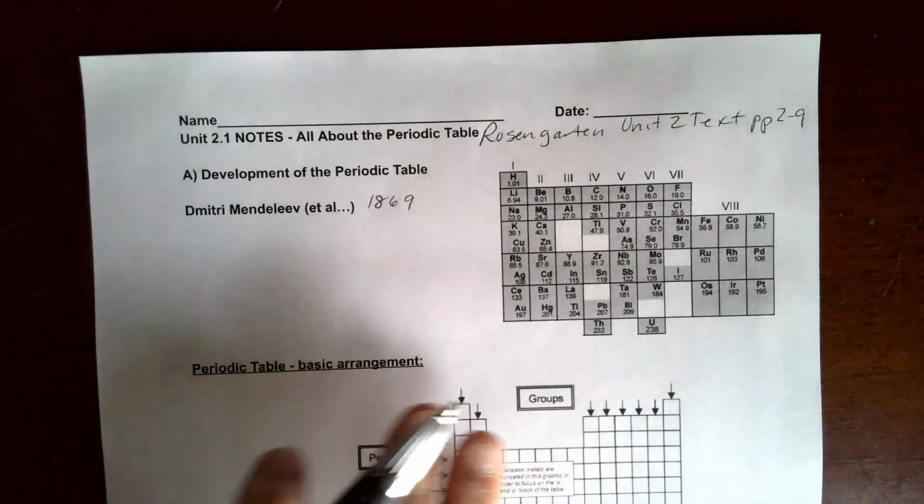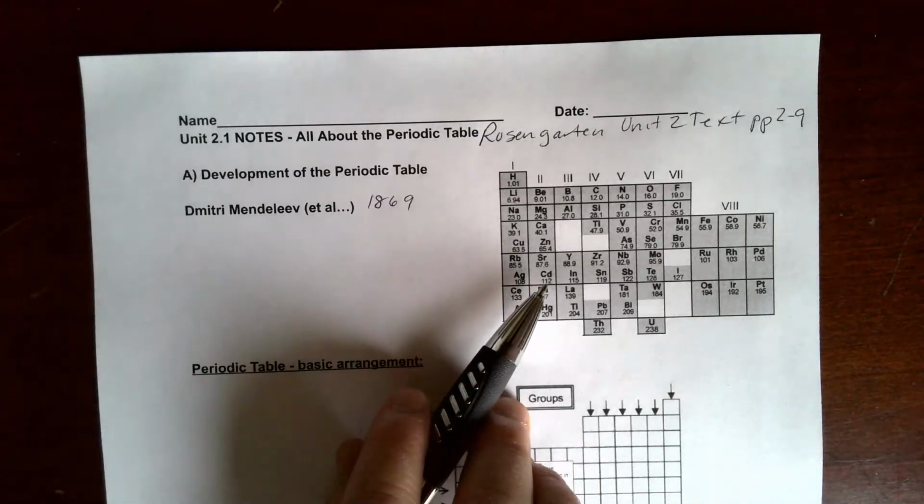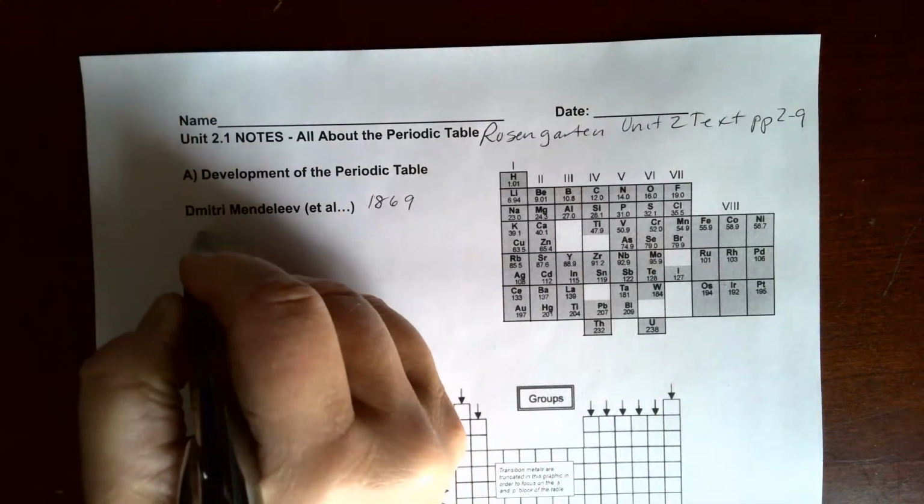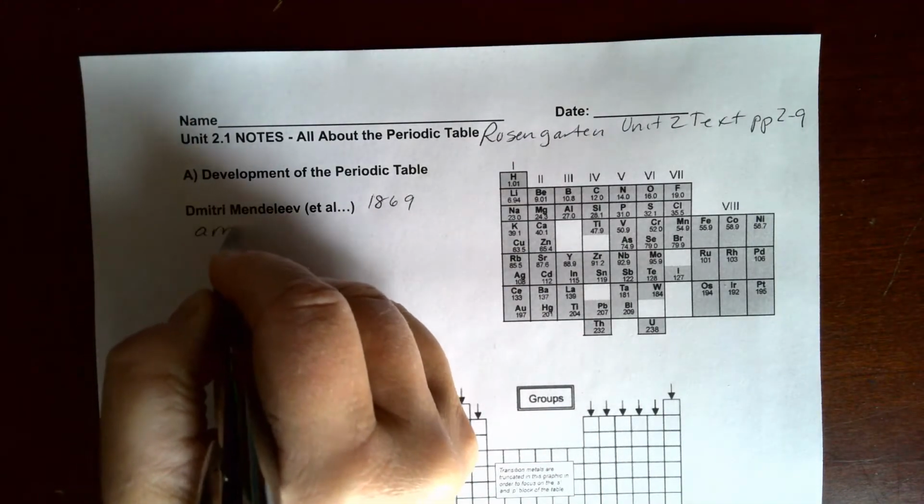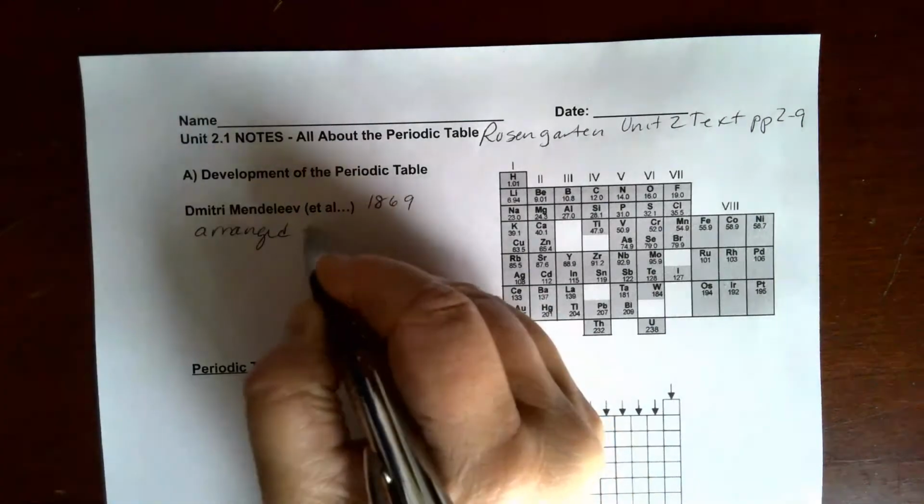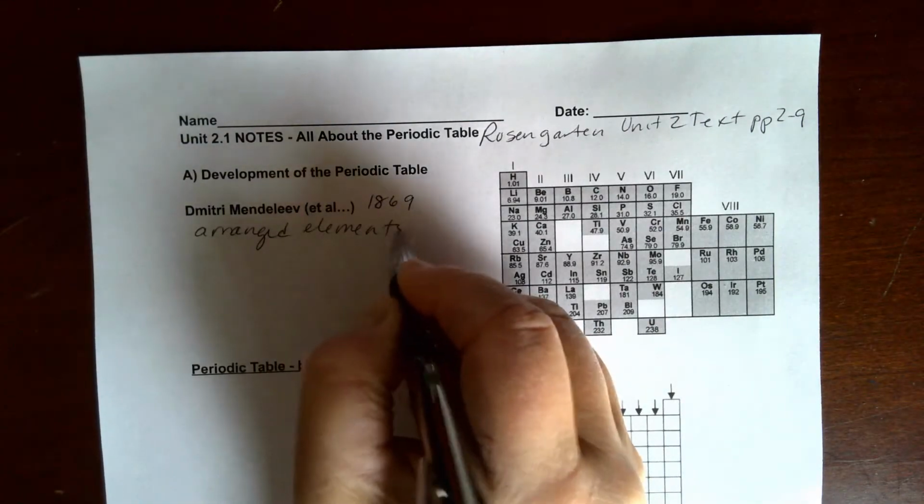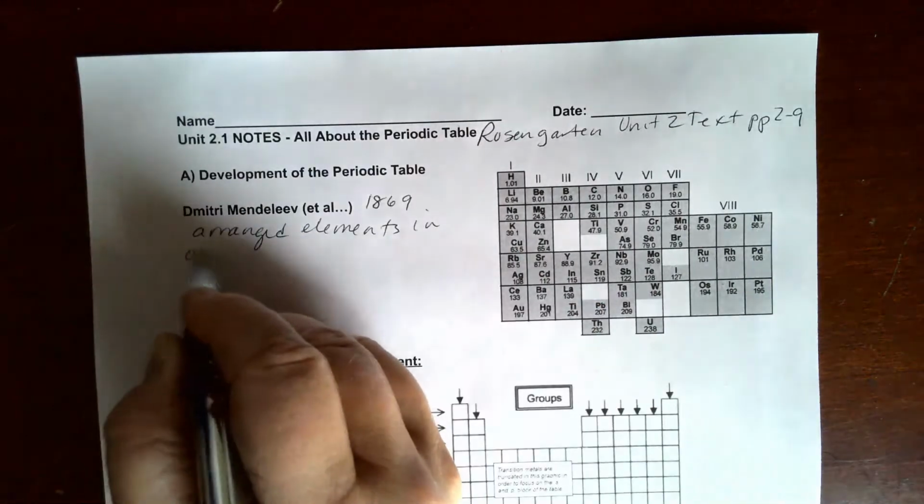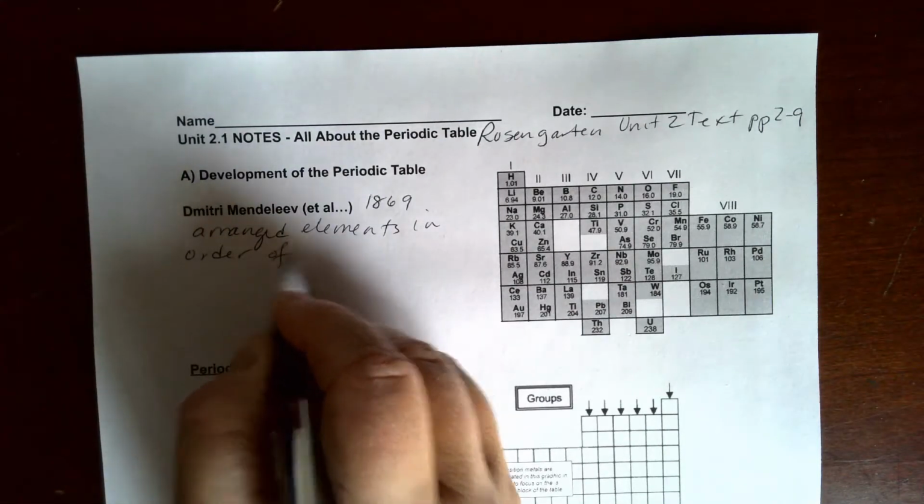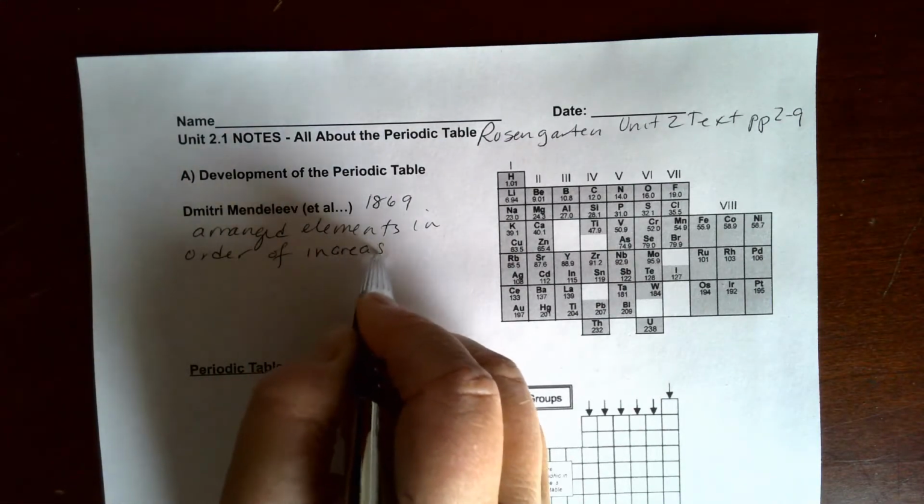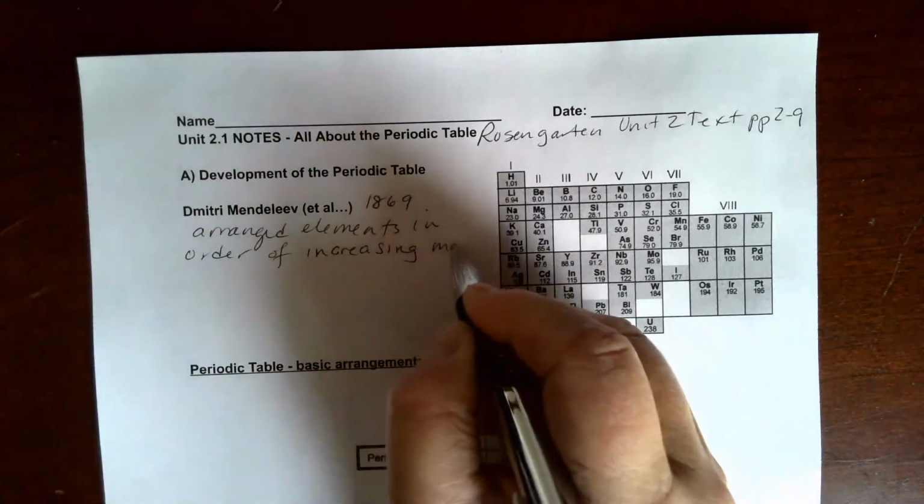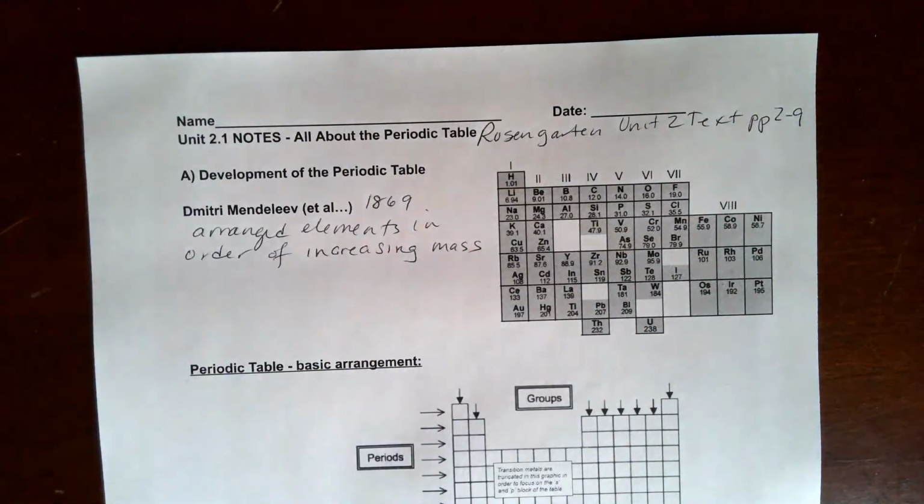So Mendeleev arranged the elements in order of increasing mass. So let's write that down. He arranged the elements in order of increasing mass. The reason they had to arrange this by increasing mass is that atomic number, protons weren't known at this point in time. Protons weren't discovered until 1911.